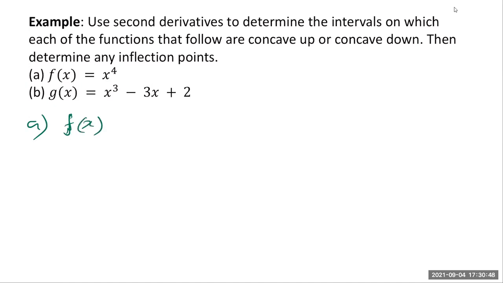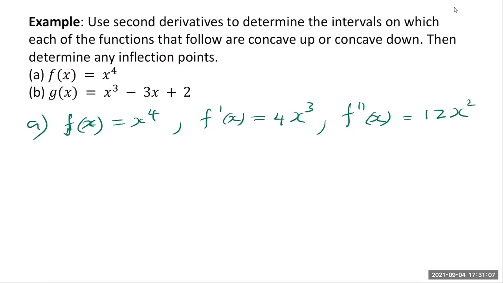f of x is equal to x to the power 4. Now what I'm going to do is find my second derivative. The first derivative is clearly 4x to the power 3. The second derivative of my function f of x is equal to 12x squared.